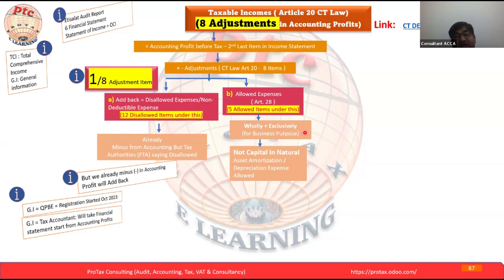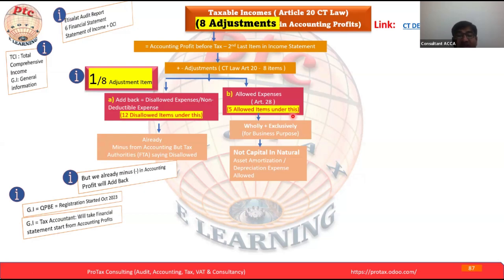If these expenses are incurred only for business purpose, yes, we can deduct. Even in accounting, we may have a different treatment due to any reason or as per IFRS. Here the tax law is saying, as per Article 28 of the law, these 5 items are allowed. So we can deduct.